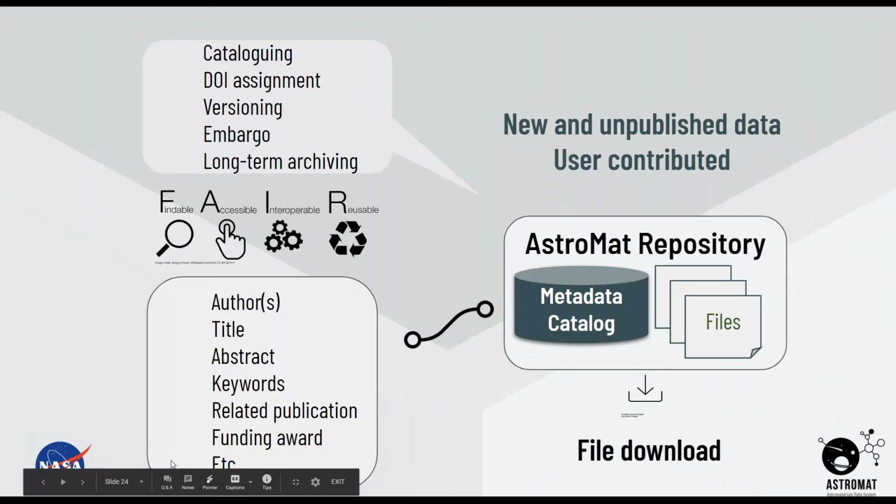The AstroMat data repository is going to be a place where you can submit new and unpublished data, and you can catalog your files. You will receive a DOI. We will have versioning control. There will be an associated metadata catalog, which holds information about related publications and funding awards. You can also embargo your data, and we provide long-term archiving.